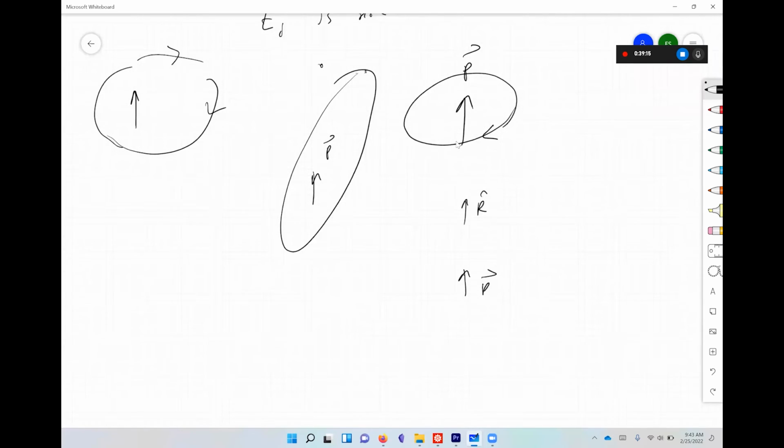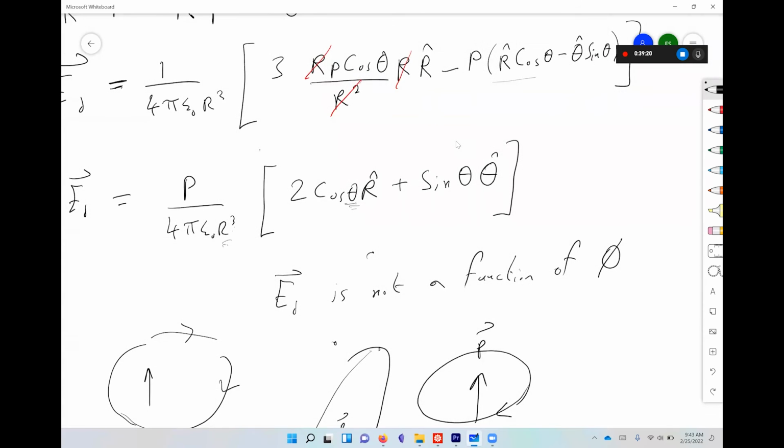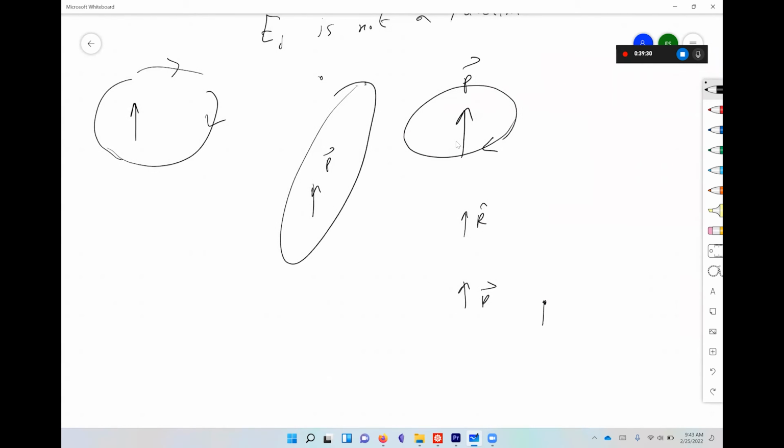What if theta is 90 degrees? You're here. If theta is 90 degrees, cosine pi over 2 is 0, right? Sine pi over 2 is 1. So now you're in the theta hat direction. So your field is in this direction. E_D is in this direction. Which makes sense. Remember we drew our field lines to go up here and come back like this. So it makes sense that E_D is now pointing downwards.